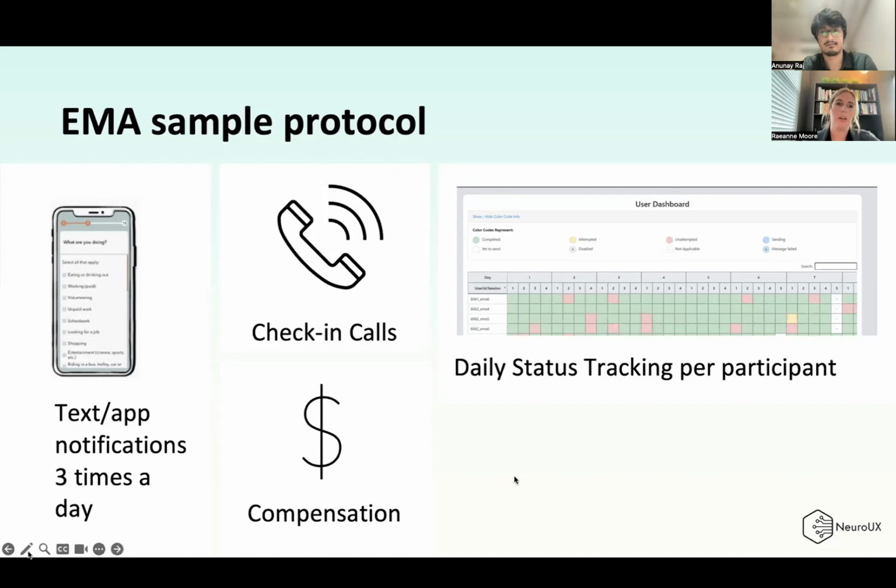We also provide compensation for completing our EMA protocols. Typically, we've done $1 per survey. More recently, and for studies with younger adults, we've upped that to $2 a survey. But it really just depends. There are other compensation strategies that can be utilized as well, such as if participants complete more than 80% of the EMA surveys that were delivered, you can give them an extra, say, $20. But all of these compensation strategies really seem to help with our adherence to all of our protocols.